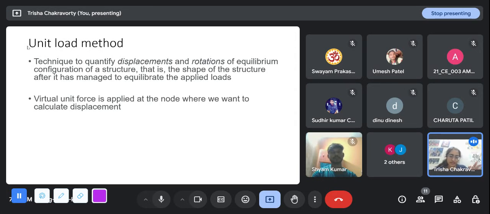So, I'm given a truss. I ask you to find out the displacement at this node. In a truss, rotation is not relevant, because in a truss there is only axial force. So at each node we have only two equations of equilibrium, sigma Fx equal to 0 and sigma Fy equal to 0. So the two types of displacements at the node will be something in the x direction, something in the y direction. And I mentioned this before as well.